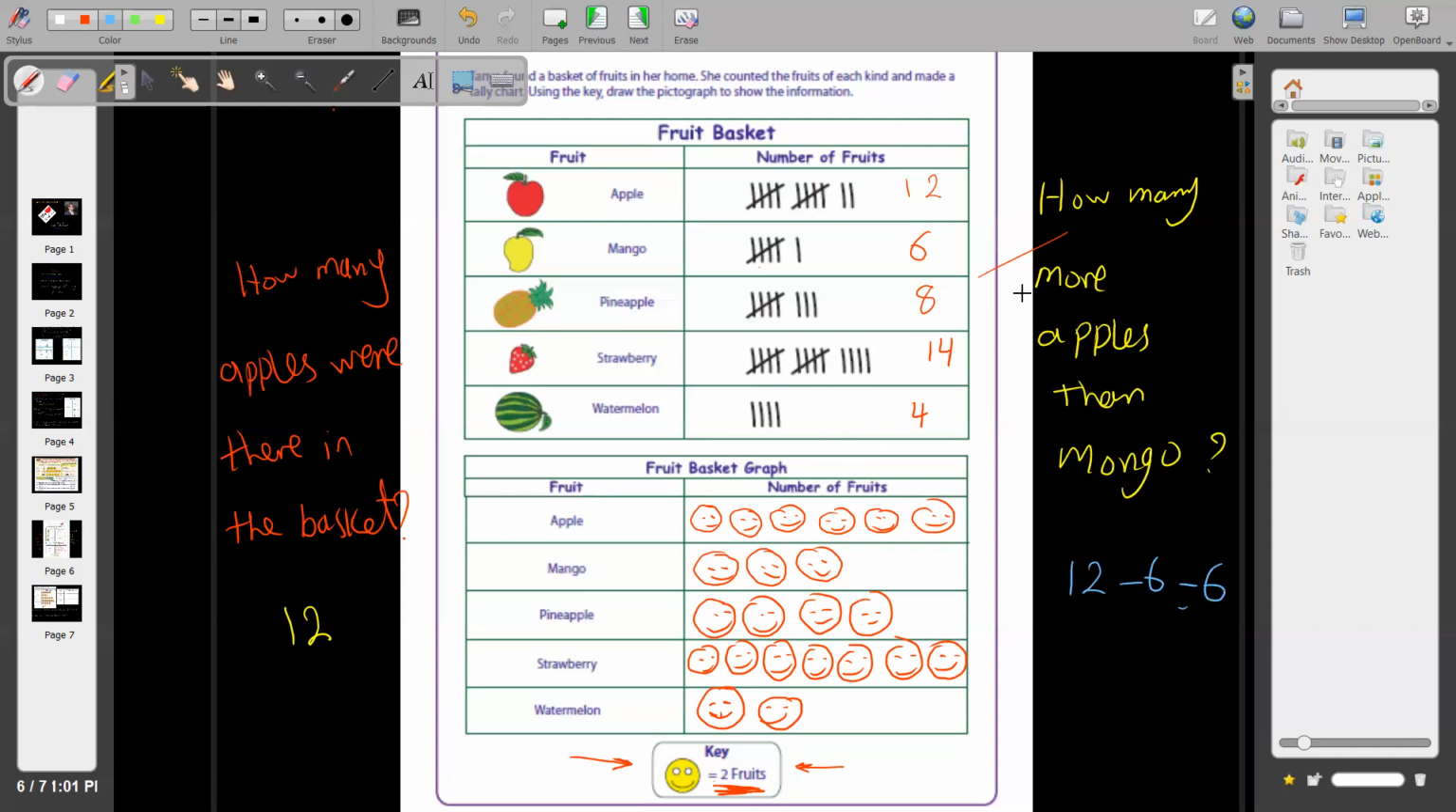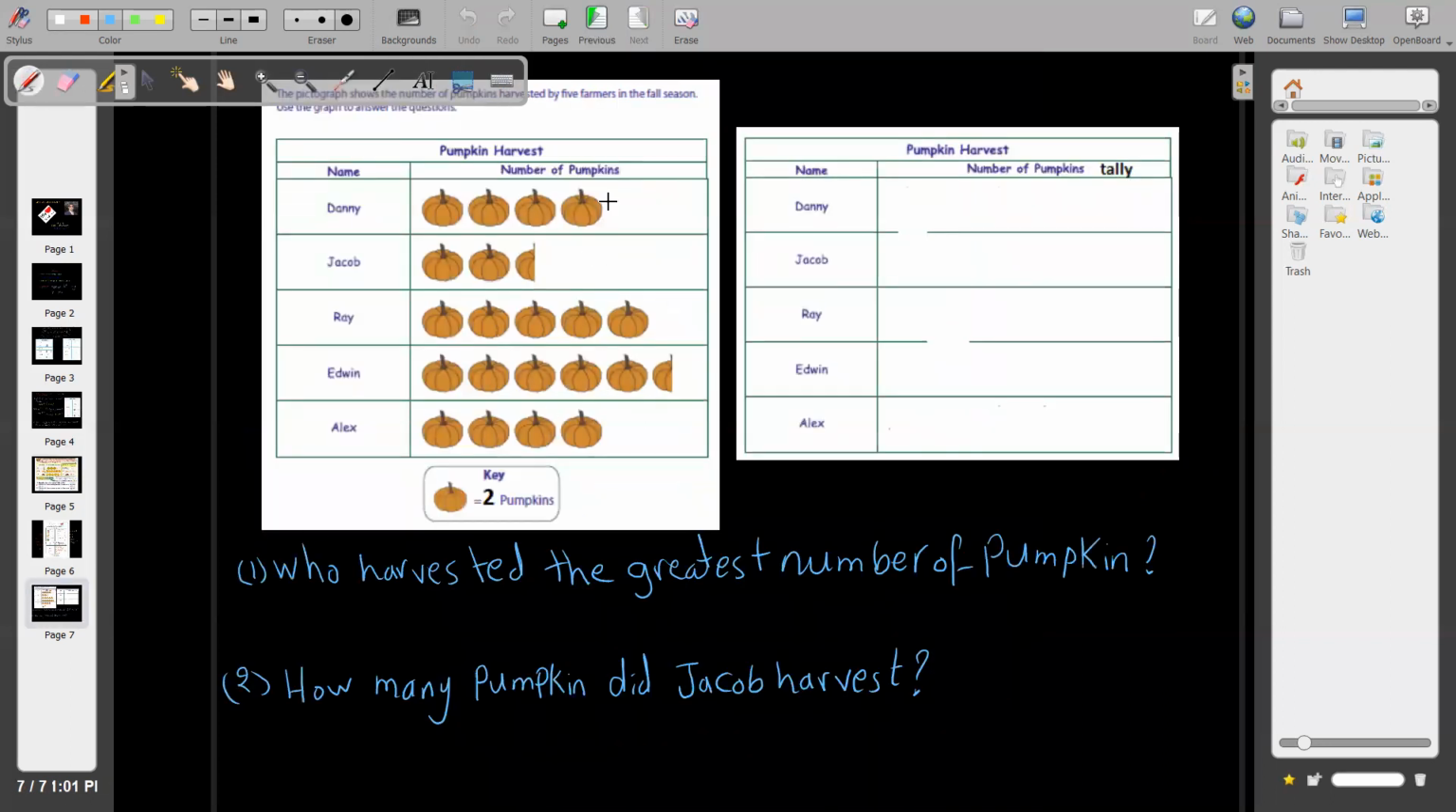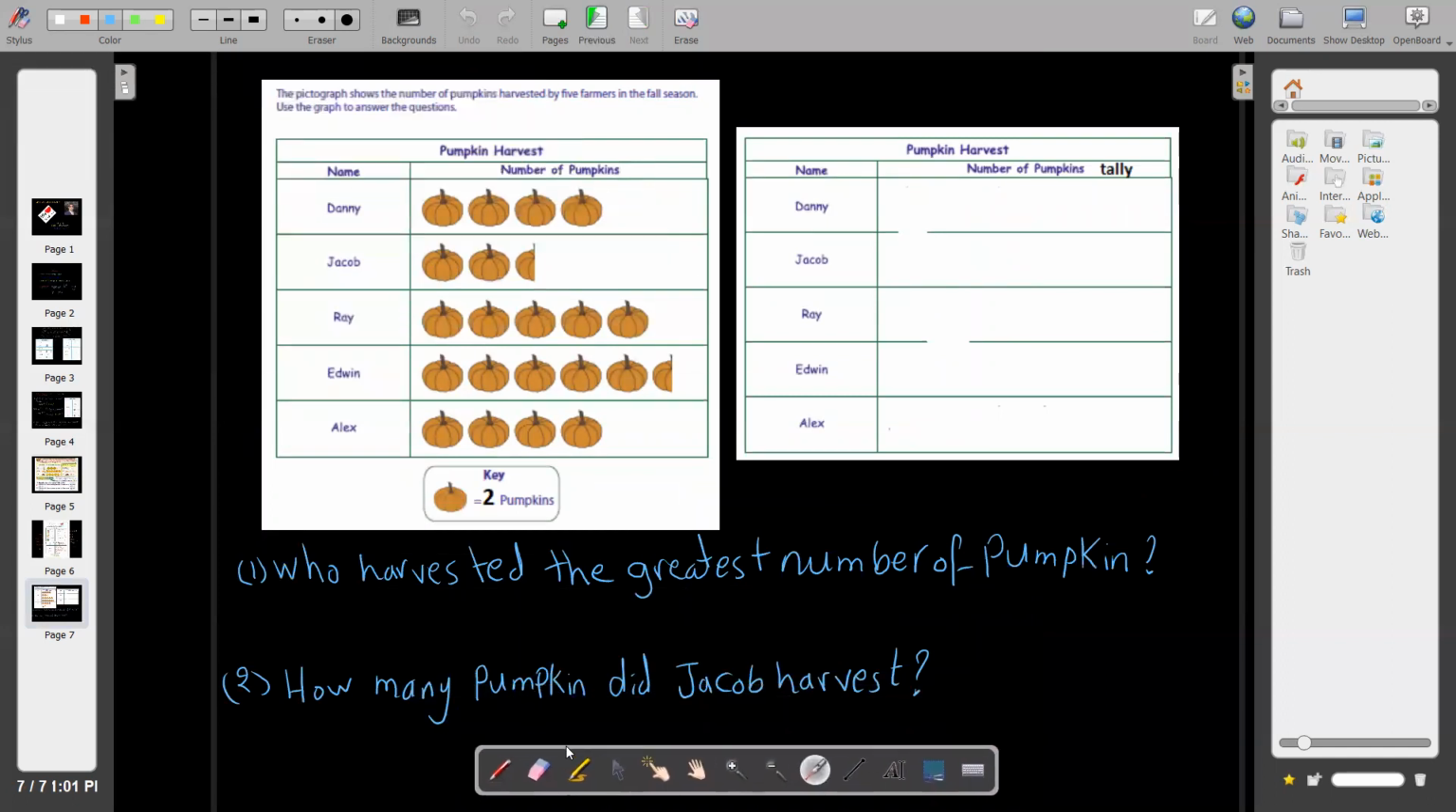You can make any question about this. How many mangoes are in the basket? How many more strawberries than apples? What is the most fruit in the basket? Like this. Okay. Last question here. I will read the question for you. The pictograph shows the number of pumpkins harvested by 5 farmers in the fall season. Use the graph and answer the question.